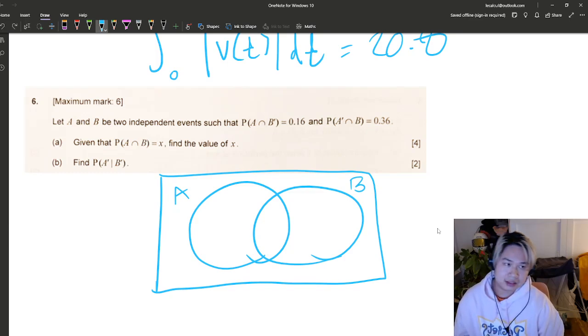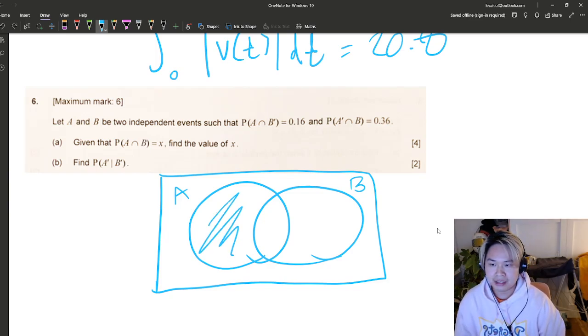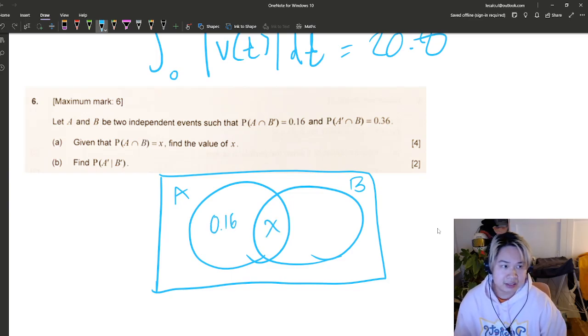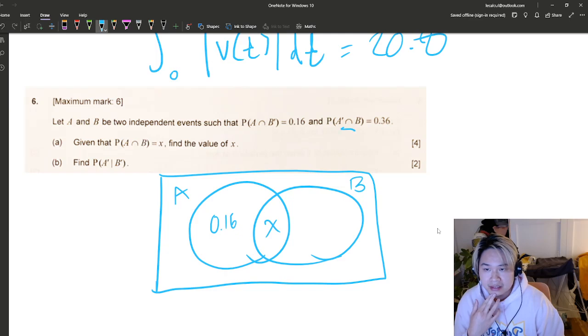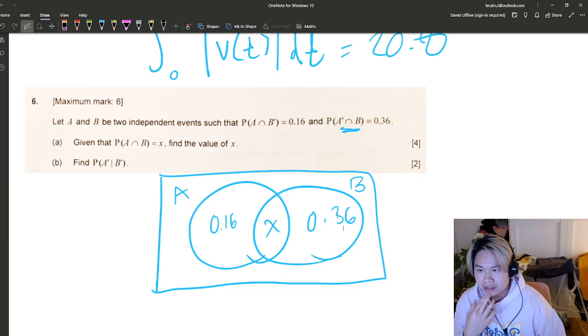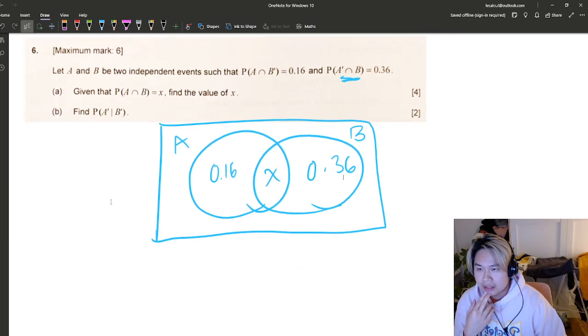So this is the section of the Venn diagram that is part of A, and at the same time it is not part of B. So that's this part right here. So this is 0.16. They tell you the intersection is going to be x, and then same reasoning, this is going to be right here. Okay, then we need to find the value of x. Okay, what have I not used in the question? Oh yeah, okay. They're independent events.